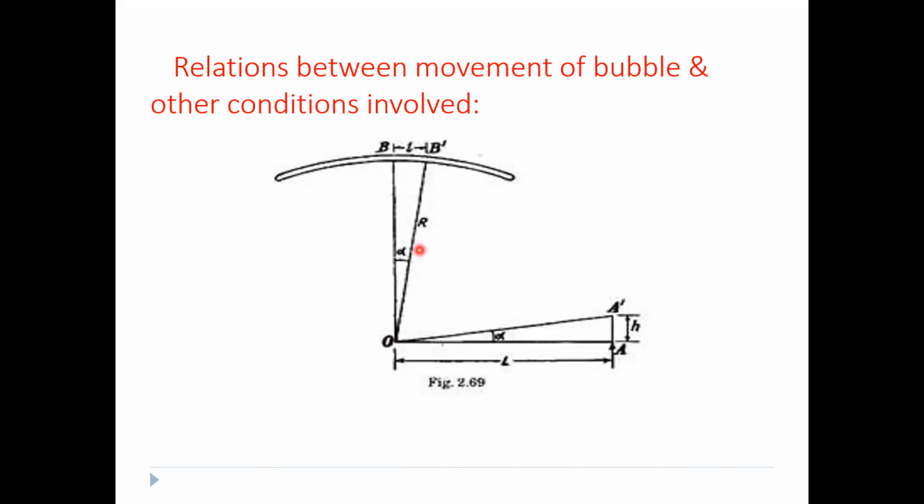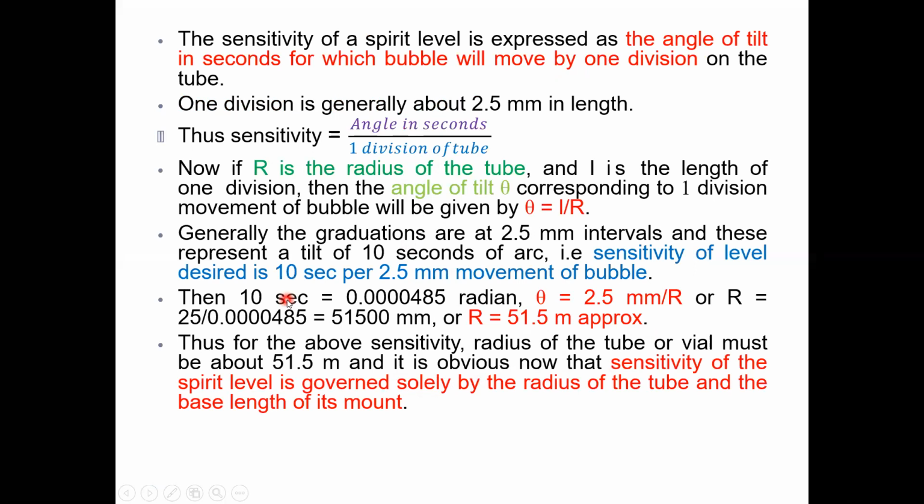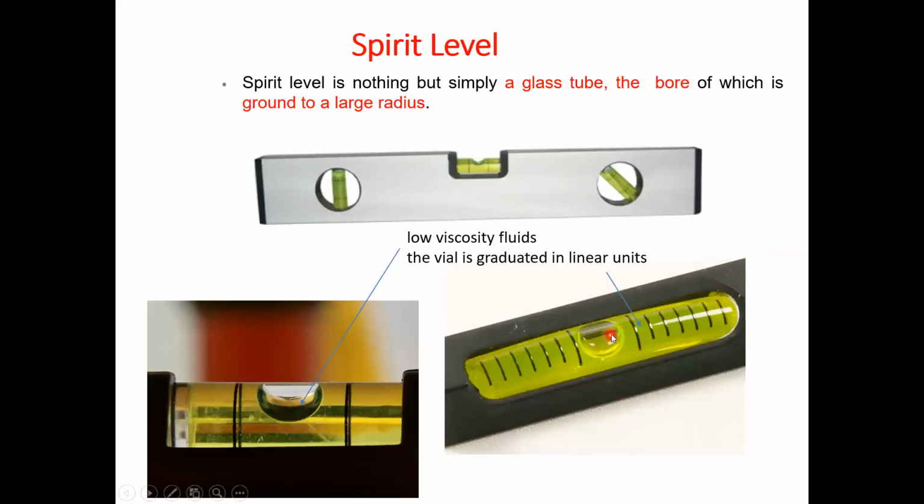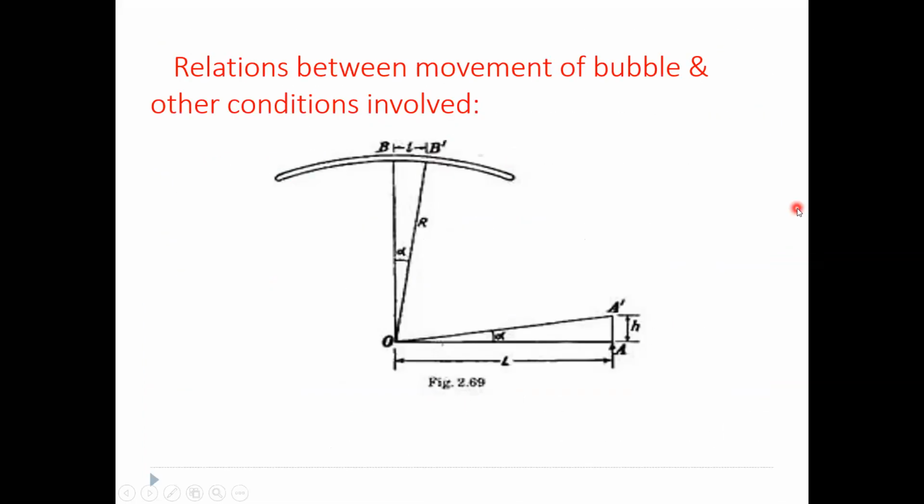If you take this as the length of the arc, then the bubble movement length is equal to R alpha. By giving a small tilt at one end of the spirit level, the bubble will move, and you can find the L value on the tube. In the previous slide, the bubble will move towards right or left depending on the rotation, and the bubble movement is measured by using this scale.